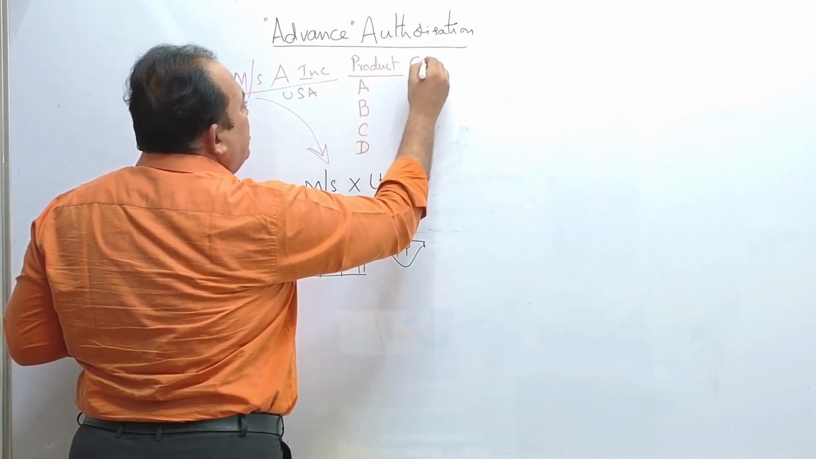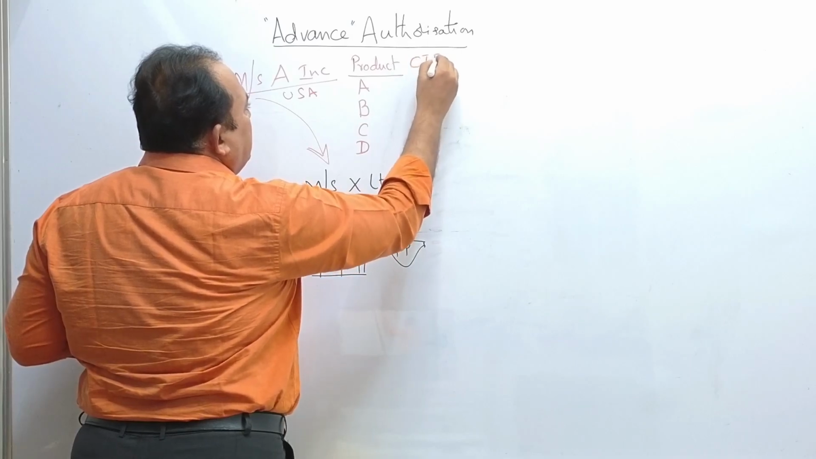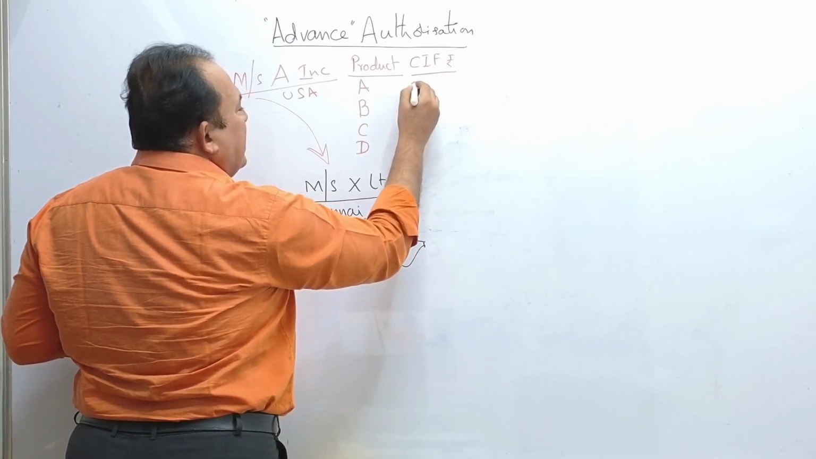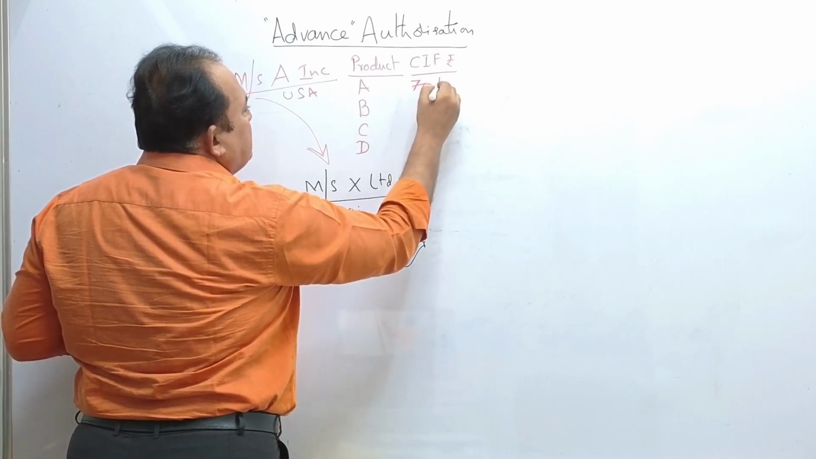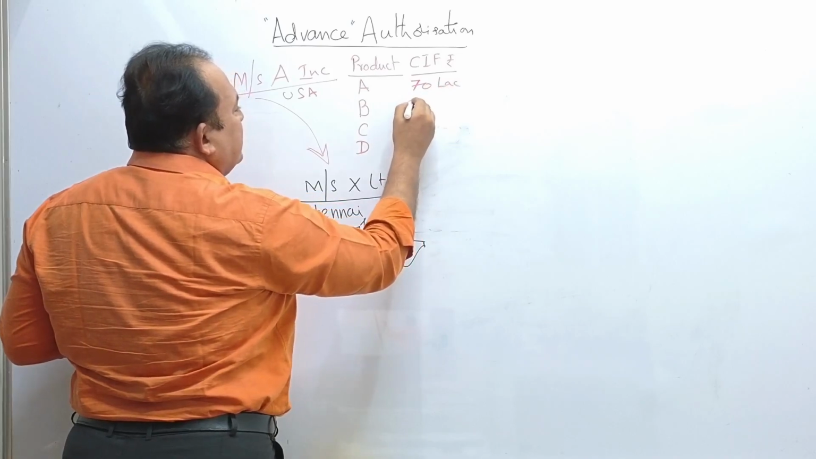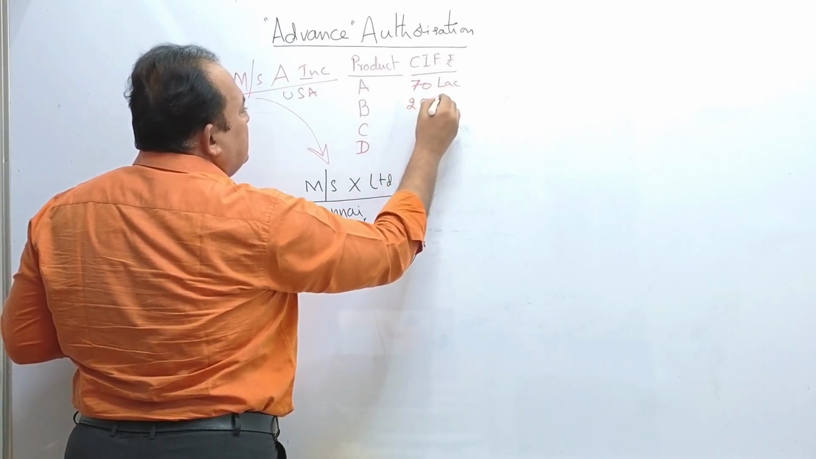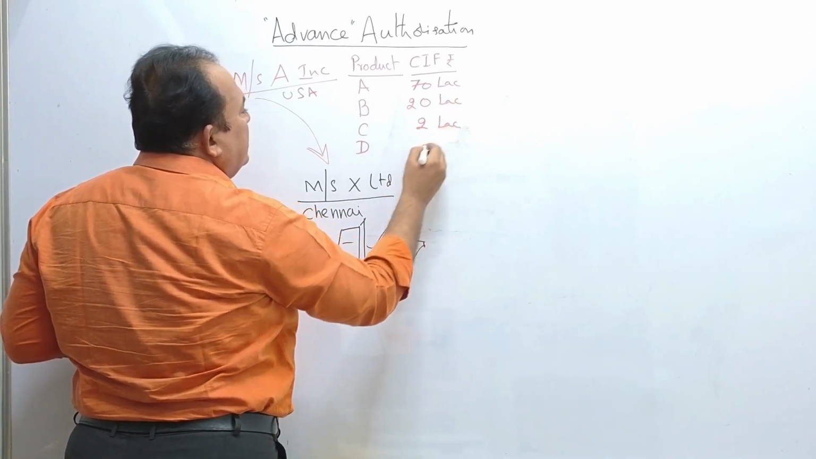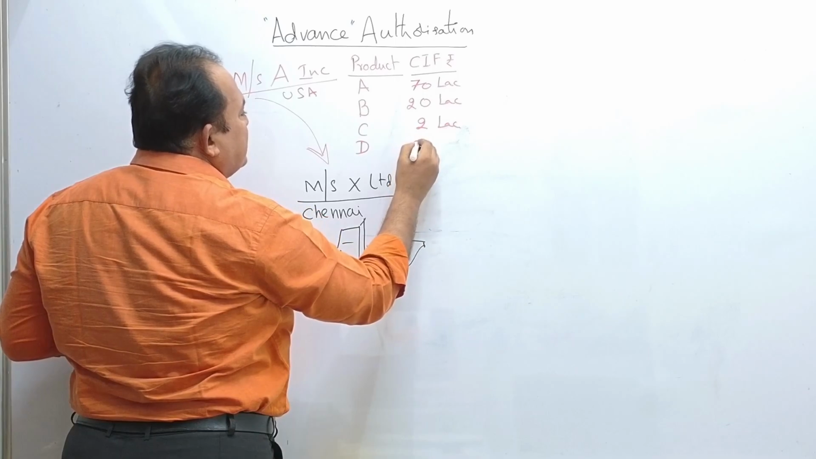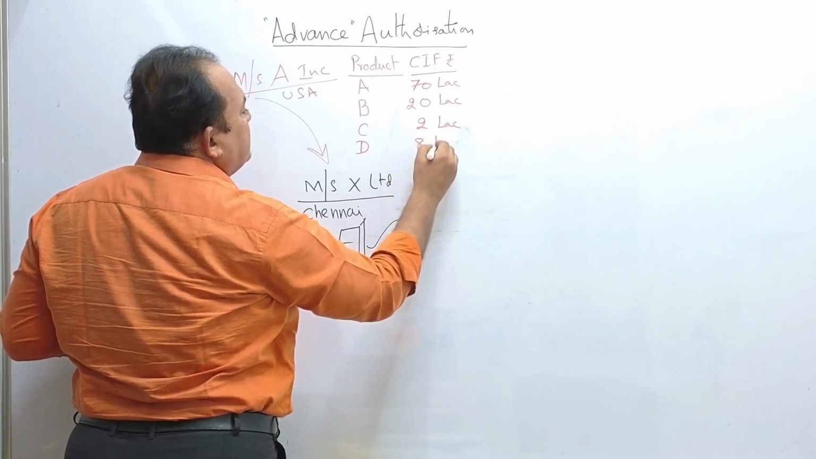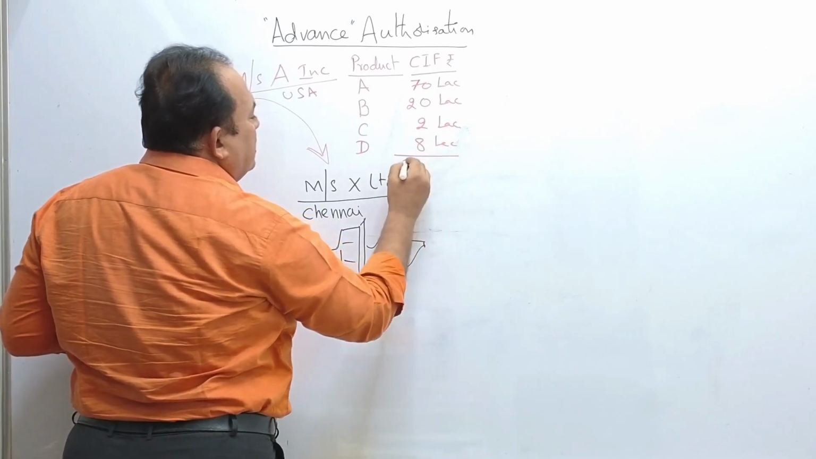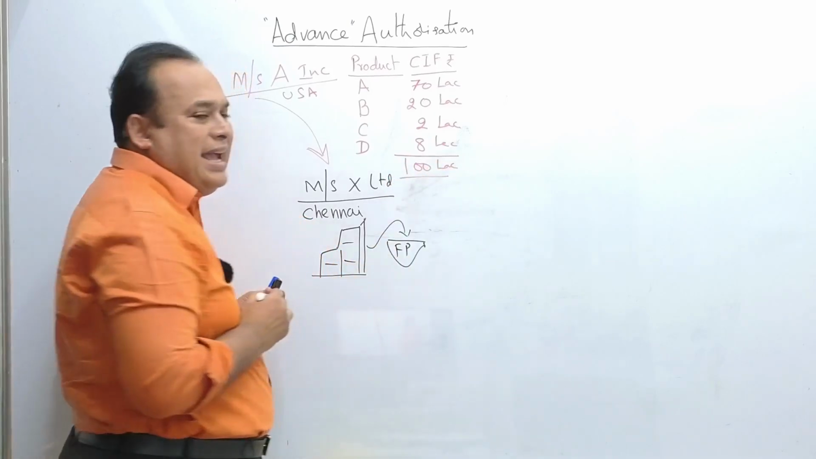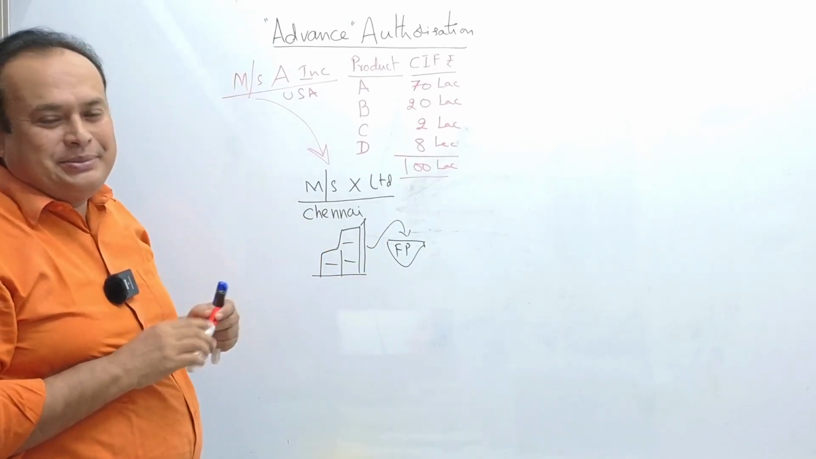What is the CIF value they are importing? The CIF value, let us say in Indian rupees, is 70 lakh, 20 lakhs, 2 lakh, and 8 lakhs. Totally, they are importing the goods at a CIF value of 100 lakhs. Assume this scenario, my dear friends.